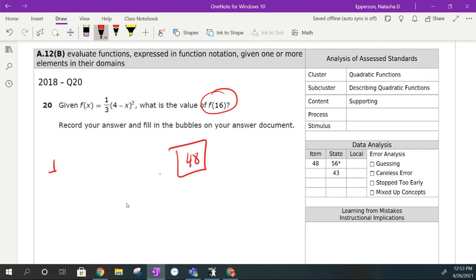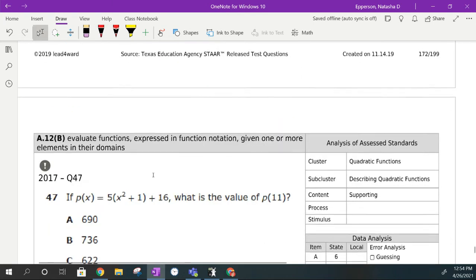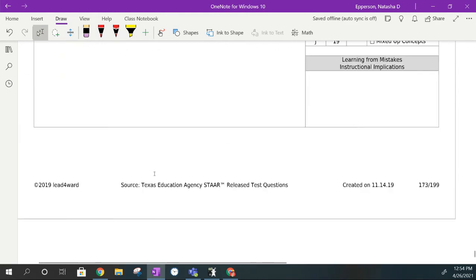You can also just do 1/3 times 4 minus 16 squared. 4 minus 16 is going to give you 1/3 times negative 12 squared. So 12 squared, that's going to be 1/3 times 144. 144 divided by 3 gives you the 48 for the answer. And I believe, nope, we still got 2 questions left.